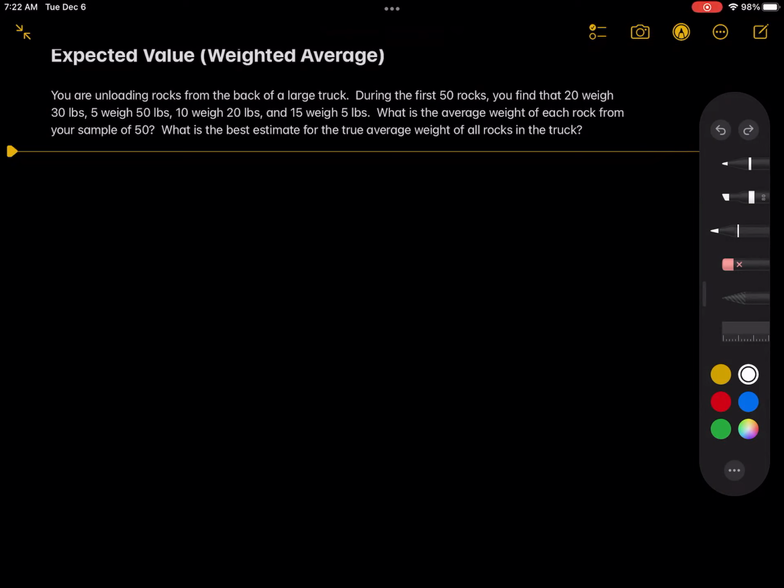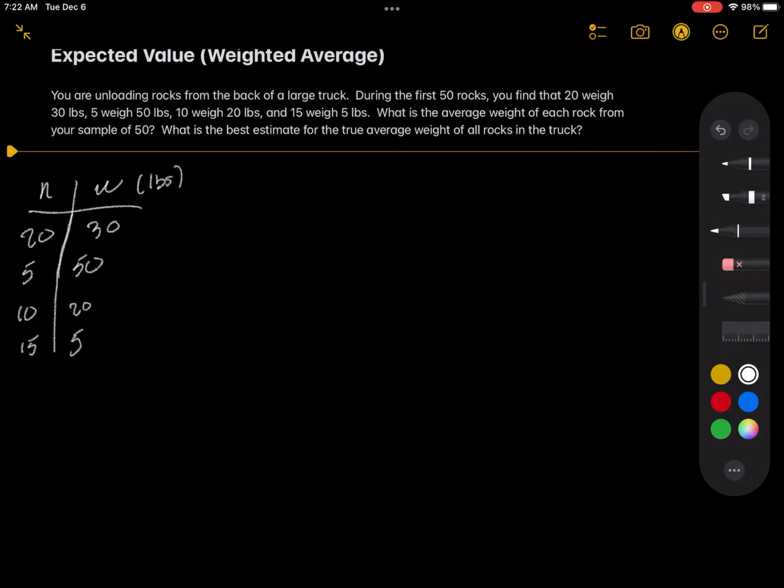Let's draw this out. So here's N, and here's the weight. So there are 20 rocks that weigh 30. There are 5 that weigh 50. There are 10 that weigh 20, and there are 15 that weigh 5. So weights are measured in pounds here. What is the average weight of each rock from our sample of 50?